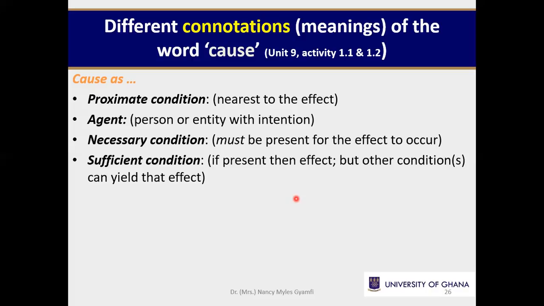Then we have, excuse me, sufficient condition. Look at the difference. A sufficient condition is that condition that if it is present, the effect will come. But if it is not there, some other condition can bring about the effect. So its presence is enough, it's sufficient to bring about the effect, okay? But without it, something else can bring it about. So it is not necessary to the occurrence of the effect.